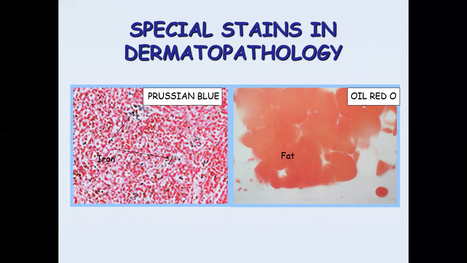Oil red O is a stain which is used to stain the fat in the fat cells, but oil red O cannot be done on a paraffin section. It is done on a frozen section.